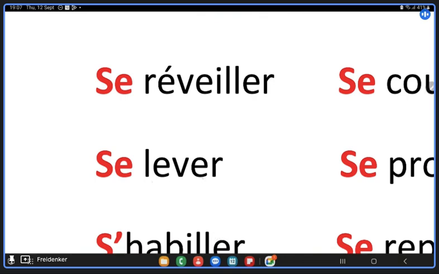Lever literally means to raise or to lift. Se lever means to lift yourself. So basically to get out of bed. Lever means basically you're raising something, an object or something. Se lever means to raise oneself. So if you translate it, it becomes to get up from bed. You're getting out of bed. So se réveiller is different from se lever. Both of them are different.